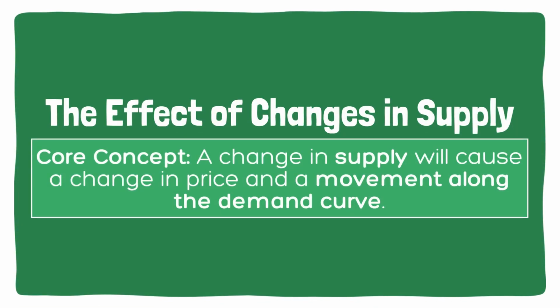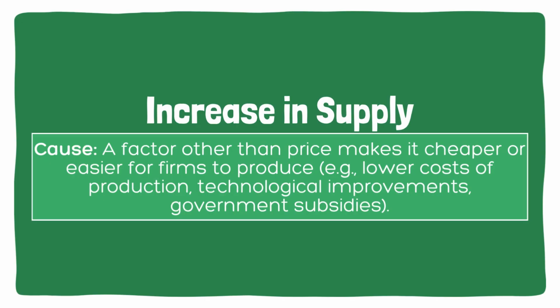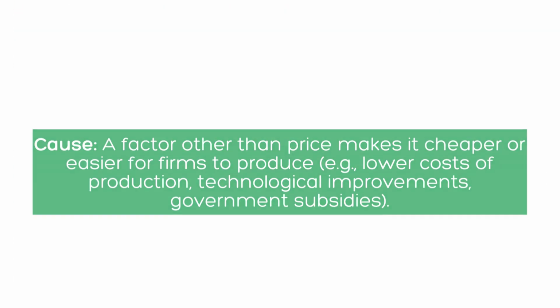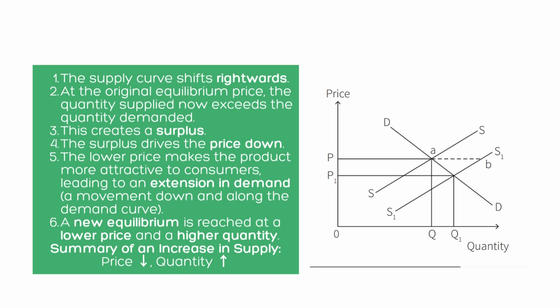Now let's look at how changes in supply affect the market. When supply changes, it causes a change in price and a movement along the demand curve. If supply increases, because production costs fall, technology improves, or the government offers subsidies, the supply curve shifts rightward. At the original equilibrium price, supply exceeds demand, leading to a surplus. The surplus forces the price down, making the product more attractive to consumers. As a result, demand extends, and a new equilibrium is established with a lower price and higher quantity. In summary, an increase in supply leads to a fall in price and a rise in quantity.